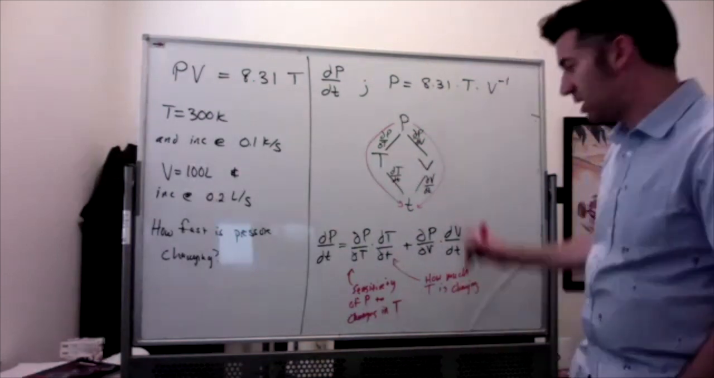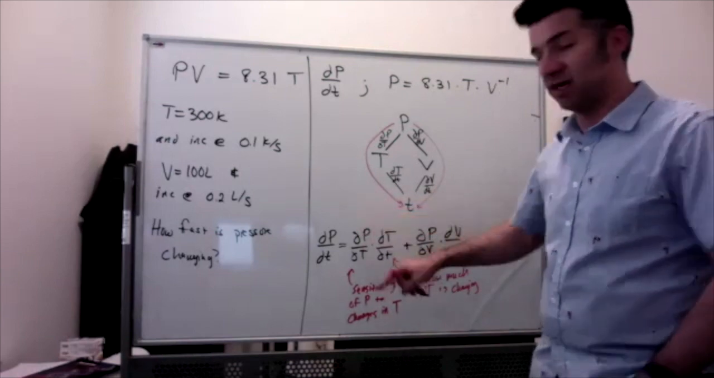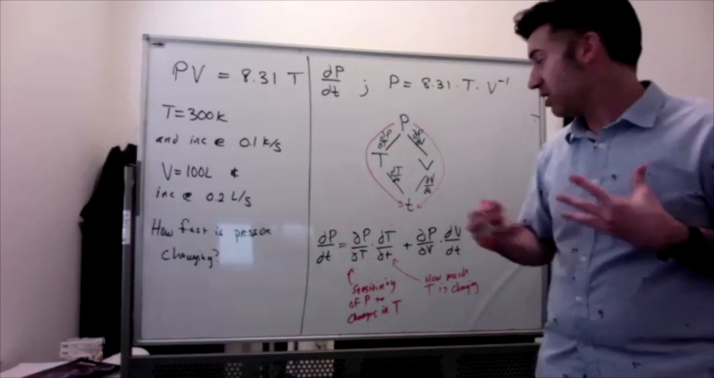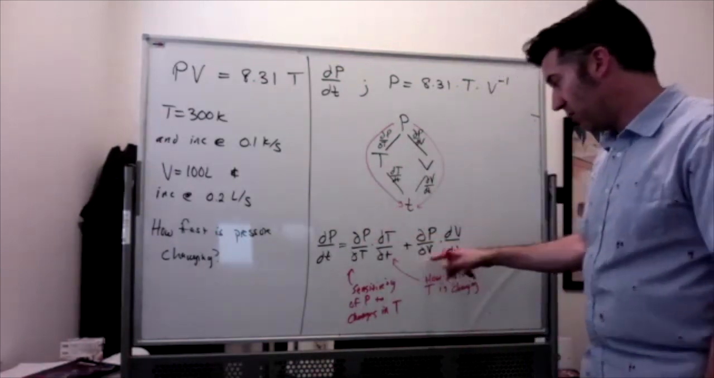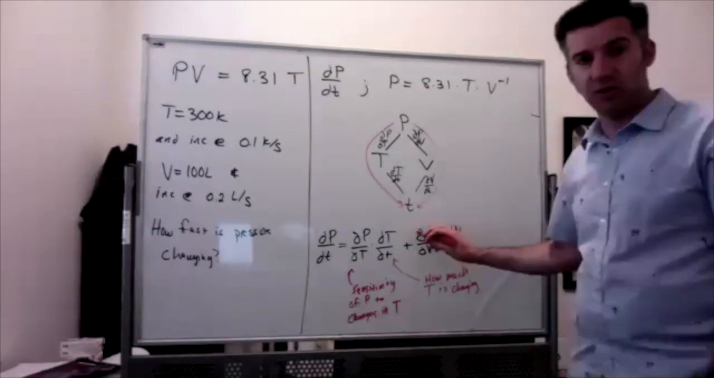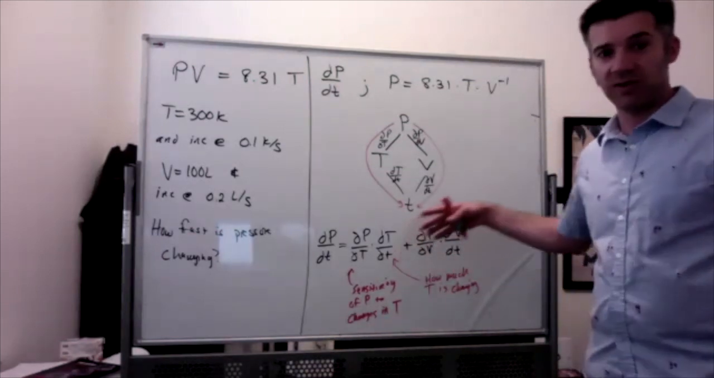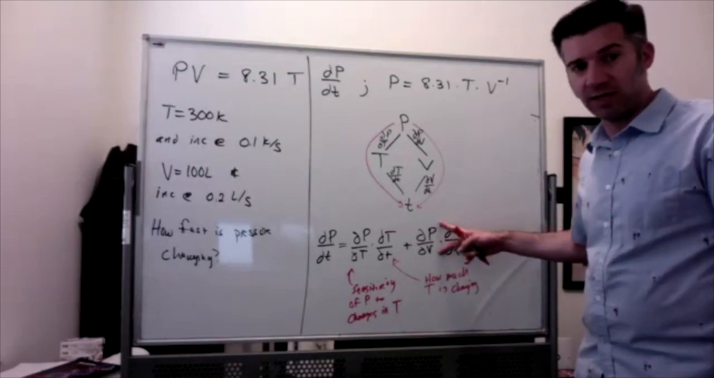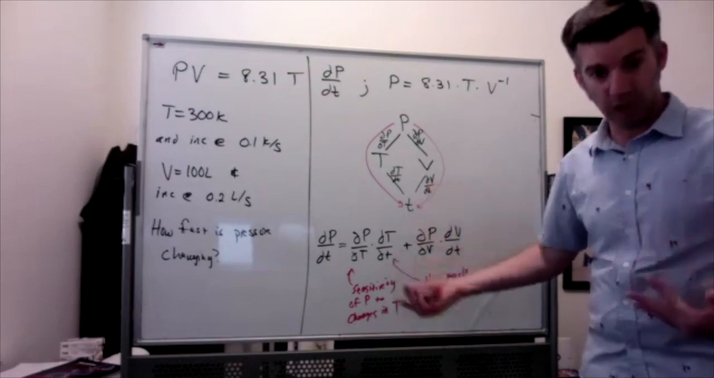So if you know how much the temperature is changing, and you know what the sensitivity of P is to changes in temperature, when you multiply those together, that tells you how much the pressure changes. And then the same idea here, right? This is the sensitivity of pressure to changes in volume. This tells you how much the volume is changing. And when you multiply those together, you get the change in volume times the sensitivity of pressure to change in volume, which gives you the change in pressure.